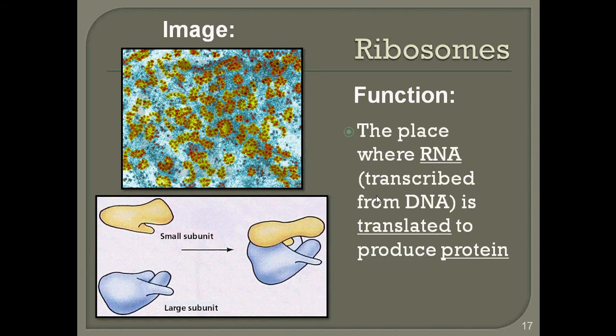Ribosomes are the place where RNA is translated to produce protein. So remember that RNA was originally transcribed from DNA in the nucleus, then it actually leaves the nucleus and is translated at the ribosome to actually produce protein out in the cytoplasm. Think of this as a lumber yard. You're taking wood or a tree, and you're actually making something different out of that. That's why we have the lumber yard as our analogy.